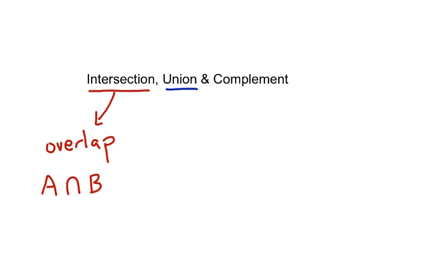The union of two sets is what we get when we join them together. What that might look like would be A union B, and that's when we take all the elements of A, we take all the elements of B, and we join them together to make one set.